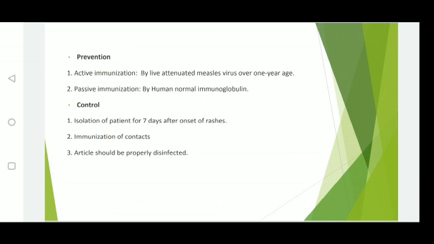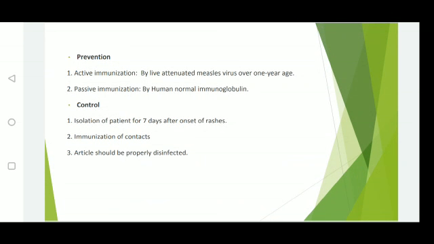Okay. The second one is passive immunization. Passive immunization is given by giving human normal immunoglobulin. Next one is control.